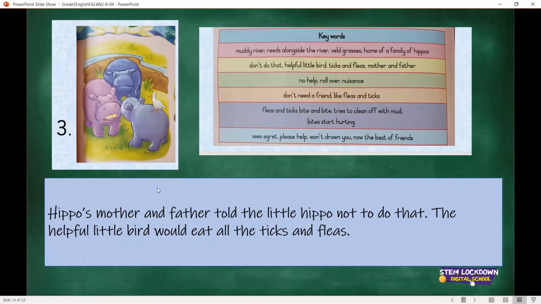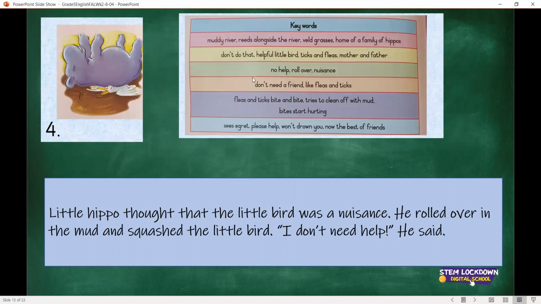So moving along, I see he's rolling in the mud. So I'm going to use this sentence over here, no help, roll over, nuisance. How can I use those words to make a nice sentence? So what happened next? Little Hippo thought that the little bird was a nuisance. He rolled in the mud or over the mud and squashed the little bird. I don't need help, he said. So this is the conflict in the story. This is a decision that little Hippo made, and that changes how the story is going to go. Okay, so let's see how it's going to go.